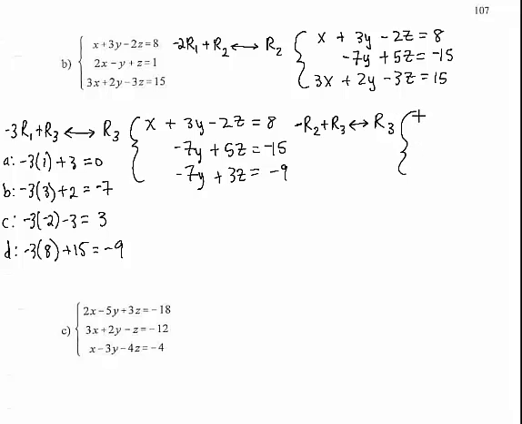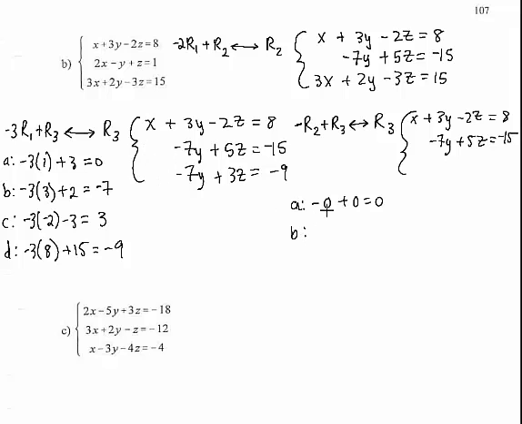Alright, so equations 1 and 2 stay the same. We have x plus 3y minus 2z equals 8, and negative 7y plus 5z equals negative 15. Now I want to replace row 3. For a, well, we don't have an a, so that would just be 0 plus 0 equals 0. Rows 2 and 3 do not have an a coefficient.